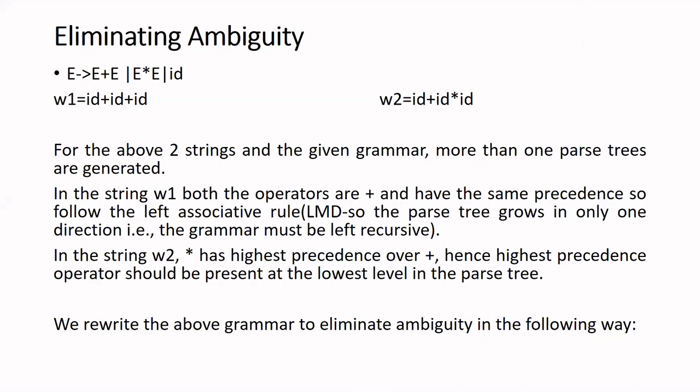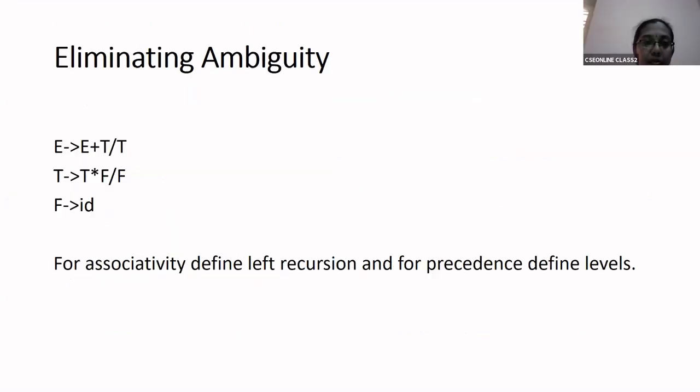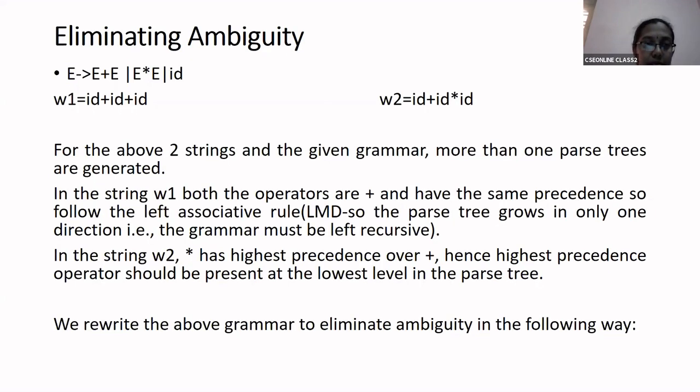If you see here in the string W1, both the operators are plus and have the same precedence. So when you have the same precedence, what do you have to take care of? You have to take care of the associativity. That is, you have to either evaluate the expression from left to right or from right to left. When you take care of the associativity, do you get more than one parse tree? No.